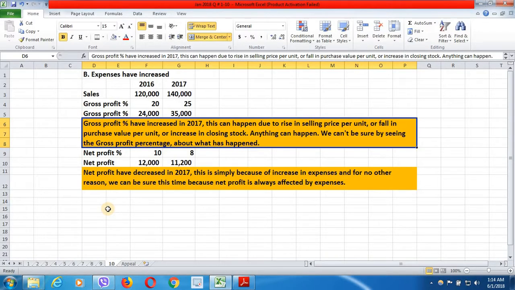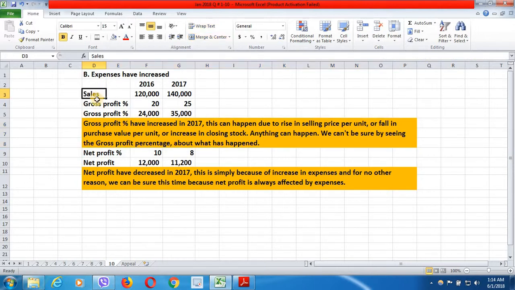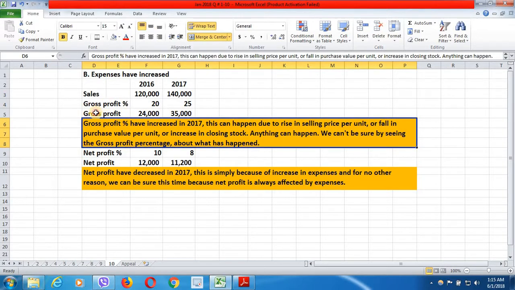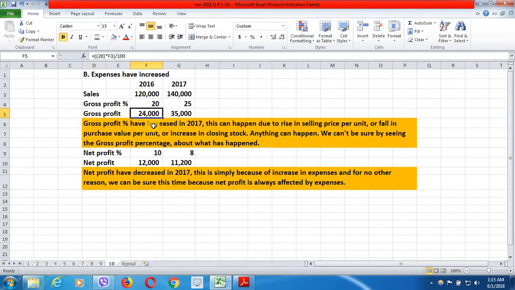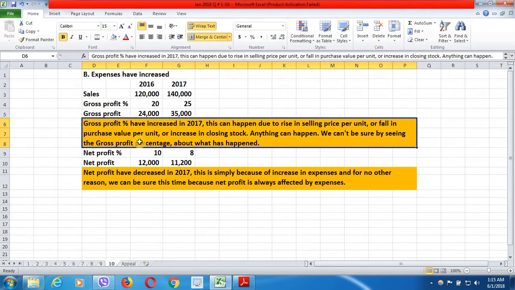The answer of this question is option B, expenses have increased. I have shown the calculation here. Please have a look. The sales of 2016 was £120,000, 2017 was £140,000. Gross profit percentage was 20 and 25. According to that, the gross profit of 2016 will be £24,000 and 2017 will be £35,000. Gross profit percentage has increased in 2017. This can happen due to a rise in selling price per unit or a fall in purchase value per unit or an increase in closing stock. Anything can happen. We can't be sure by seeing the gross profit percentage about what has happened.